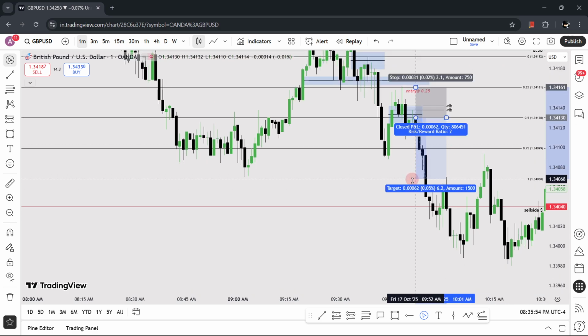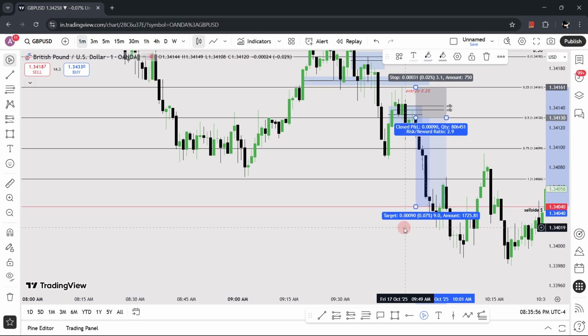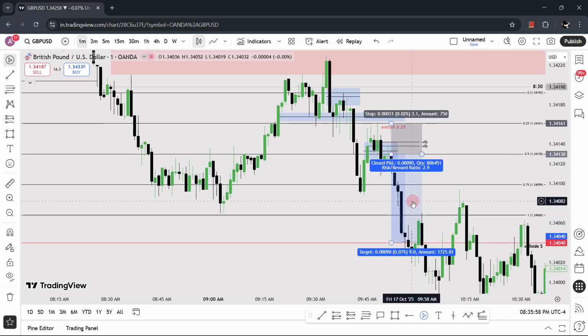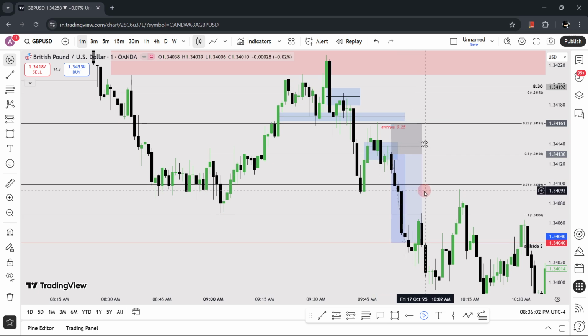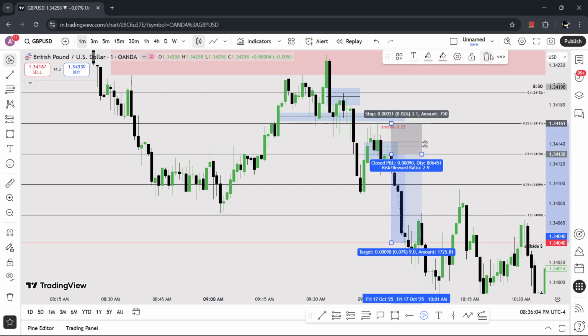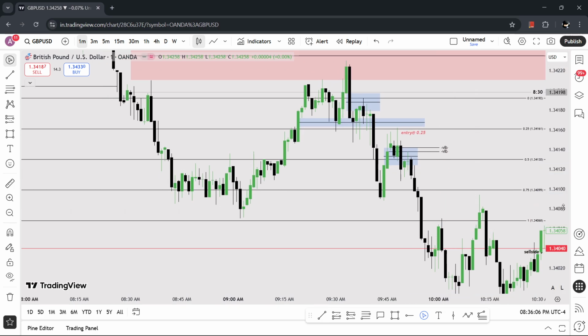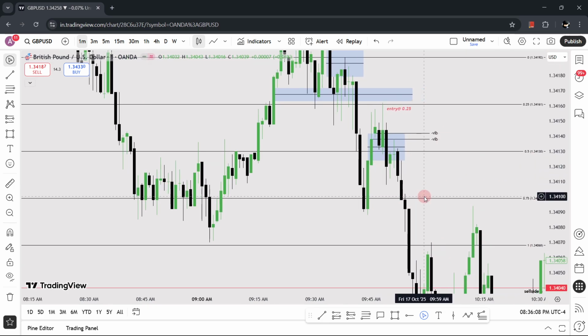That almost gives me a 3 R, again a 3 R. Okay, 3.5 for this trade and another 3.3 R for this one. That's around a 7 R trade that you could get easily.